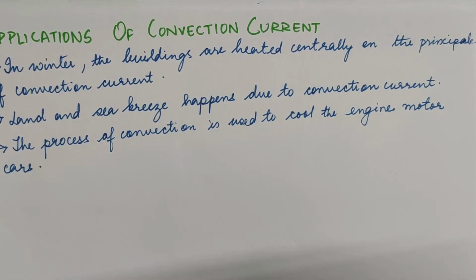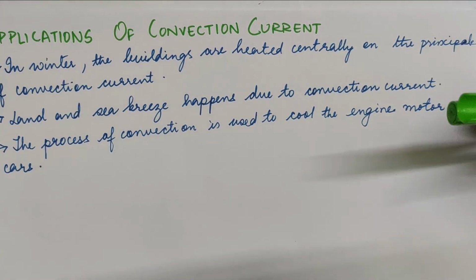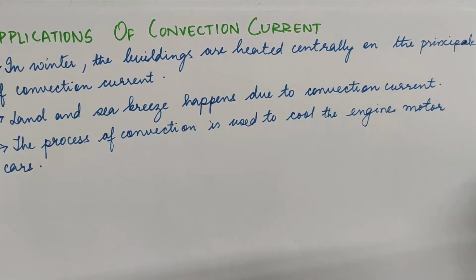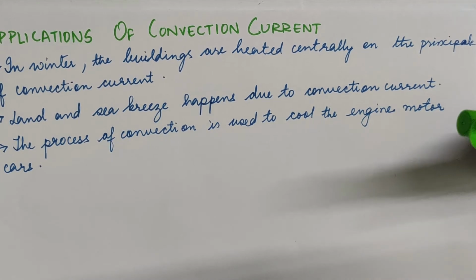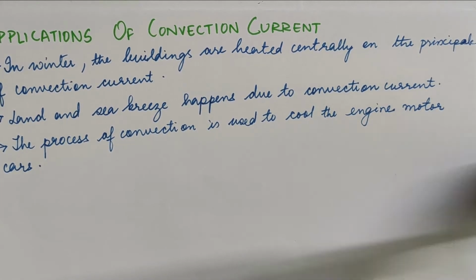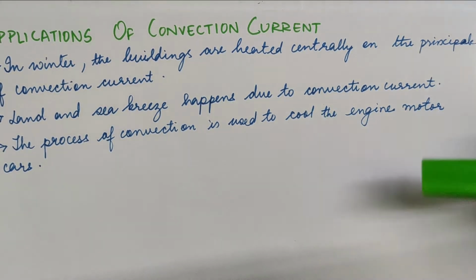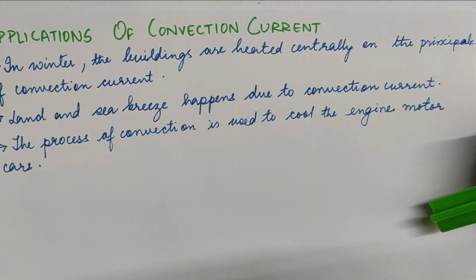Now where do we see the application of convection and convection current? In winters, buildings are heated centrally on the principle of the convection current. Pipes are connected and heated from one end, and the water moves upward because of the heat, and the upper water comes down and also gets heated up. Similarly, land and sea breeze happen due to convection current, and convection is also used to cool the engines and motors in cars.